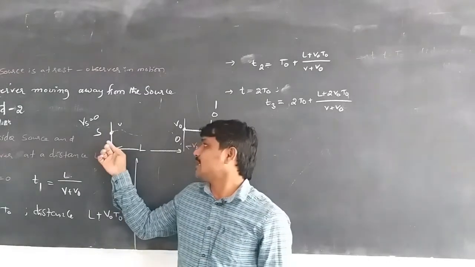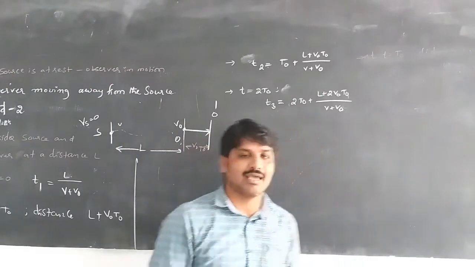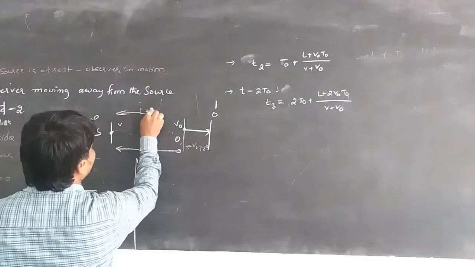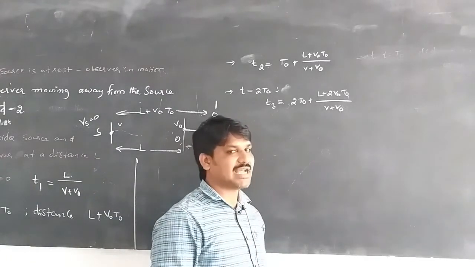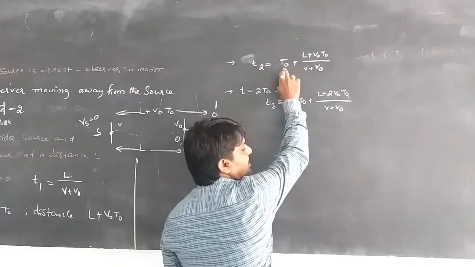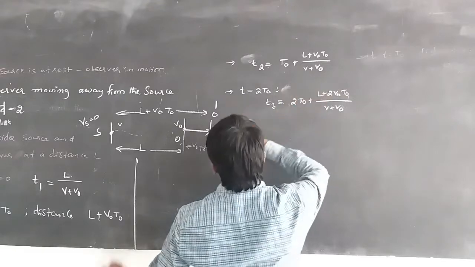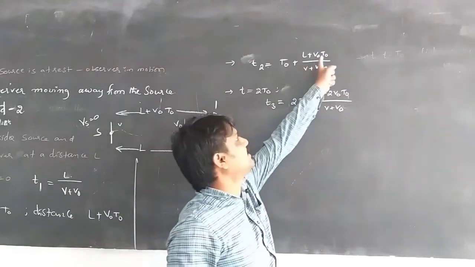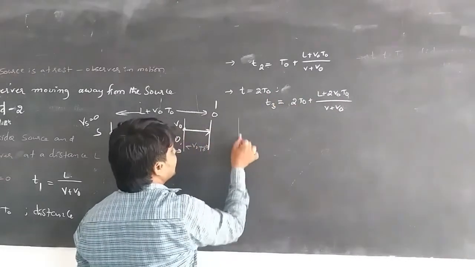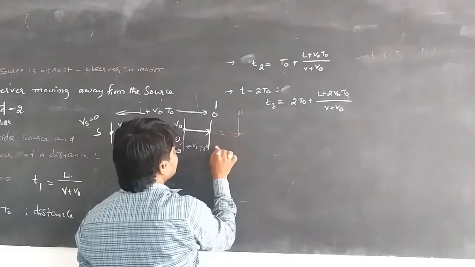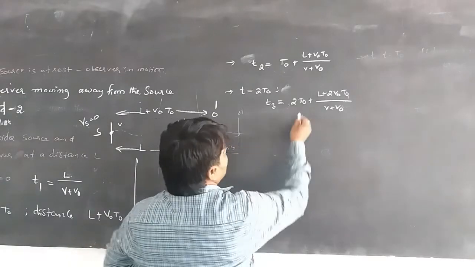Starting from S, the total distance travelled by the wave is L plus V0 T0. So the time taken by the observer to travel, plus the time to receive the wave over the distance from L to the reached point O dash, L plus V0 T0 by V plus V0. Then this is the third wave after travelling sometime 2T0, where O double dash is at 2V0 T0. Then the total distance has been travelled.